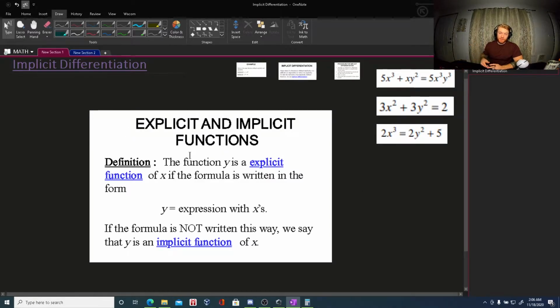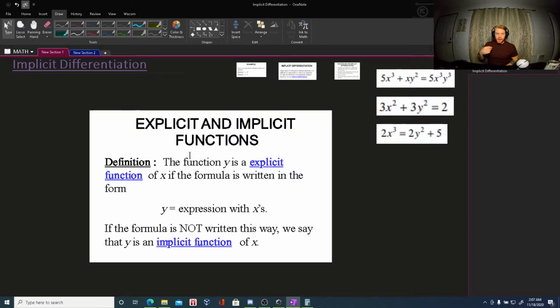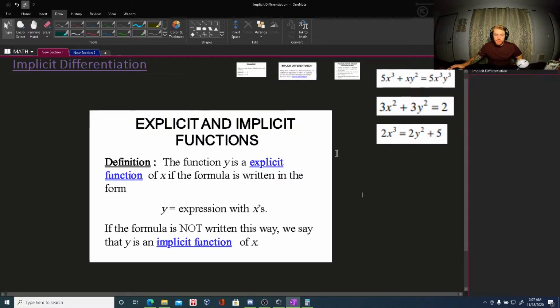Well, an explicit function would be like y equals some kind of x squared, or x squared plus 2x, some kind of function, right? An implicit function, as we can see looking at these that I have, is not so straightforward. It's not explicitly just y equals this. There's stuff being applied to y and x.